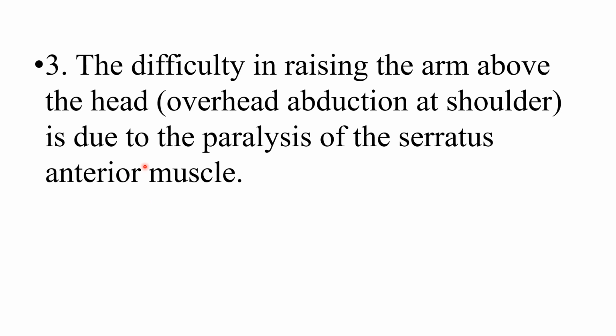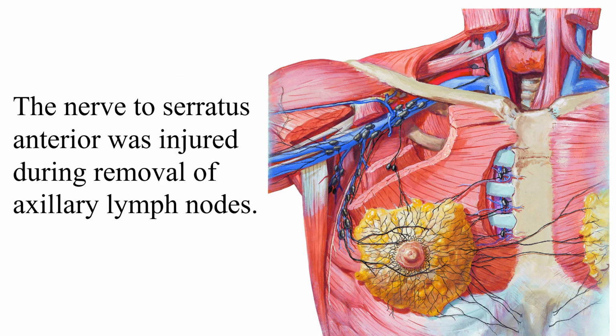So the third question is the difficulty in raising the arm above the head. Overhead abduction at the shoulder is due to the paralysis of serratus anterior muscle. Now, you need to understand where exactly the serratus anterior muscle is present and what happened. This is the picture which you can identify. The upper 8 ribs are giving origin to the serratus anterior muscle fibers. On the serratus anterior muscle fibers, we can identify the anterior group of lymph nodes, that is the sentinel group of lymph nodes. They can be seen.